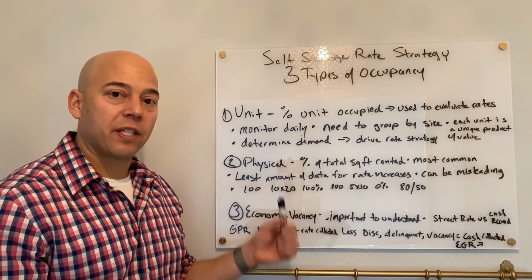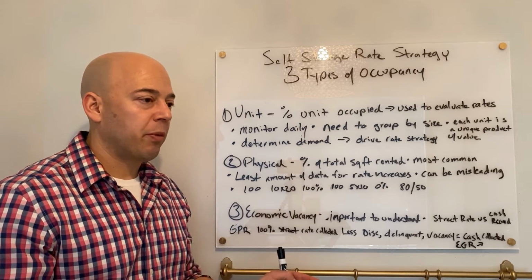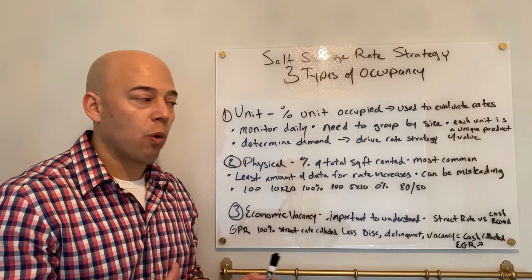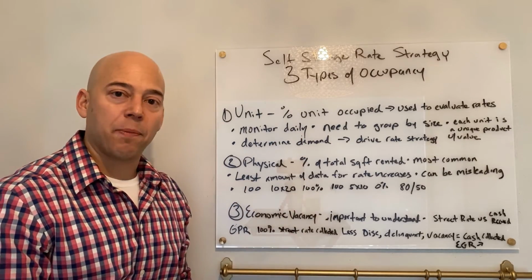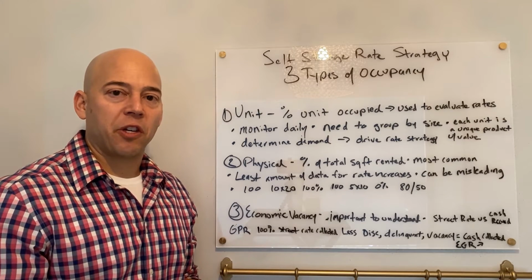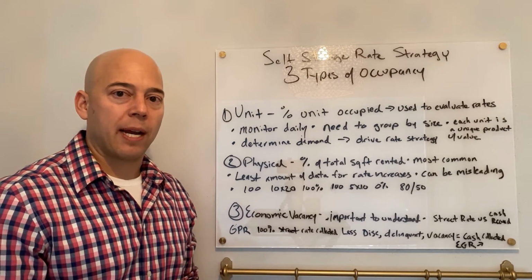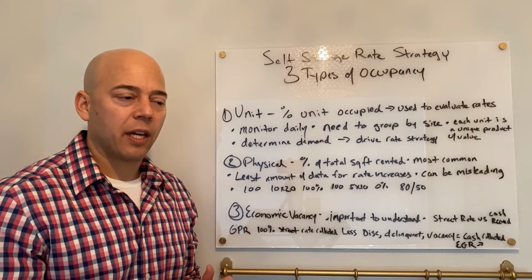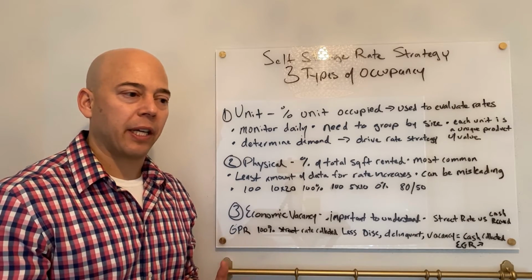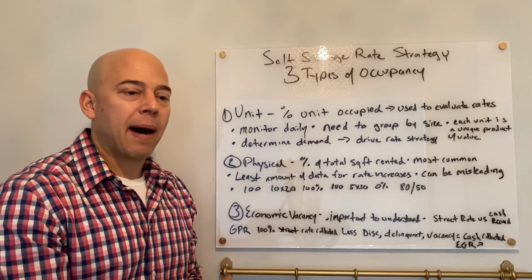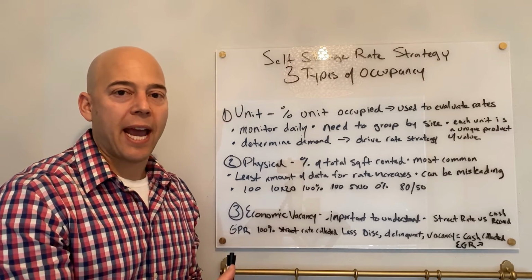Physical occupancy, though, it's a popular term. It's popular when you're in discussions, but it's important to know the difference between the unit type occupancy and the physical type occupancy. And the last type of occupancy you need to be aware of is the most important type, and that's the economic vacancy. So what is the economic vacancy? Economic vacancy is simply the street rate minus your actual cash collected.